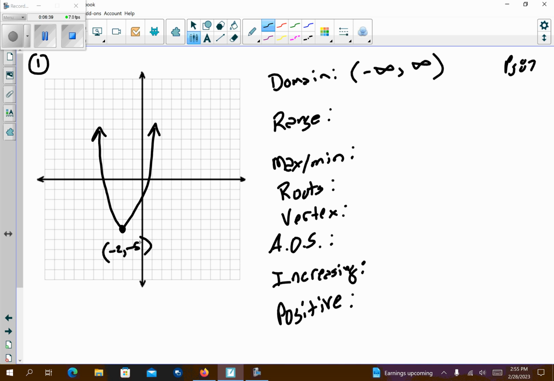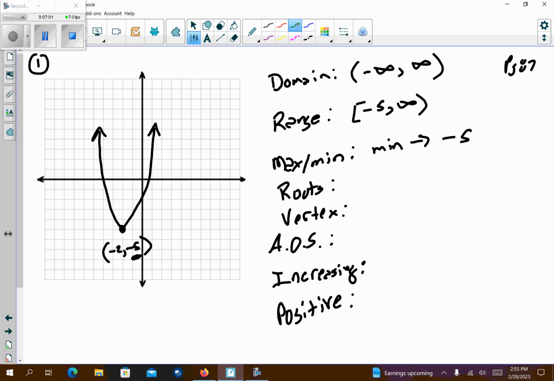Okay, so the range, I need to look at that value. So the range, the bottommost value is negative 5. I'm going to have a square bracket because it's a point, and it goes all the way to infinity. This is the lowest point. Our vertex is the lowest point. So we have a minimum, and our minimum is the y value, so negative 5, of the vertex.